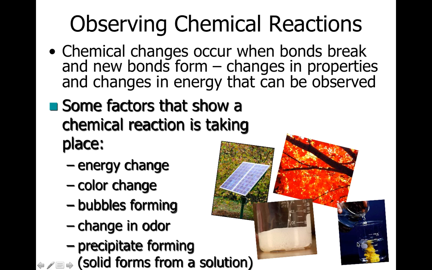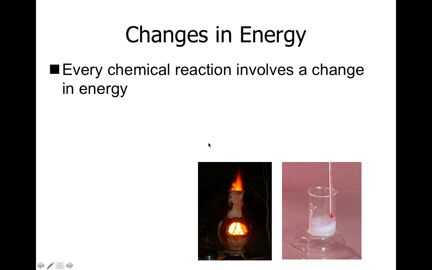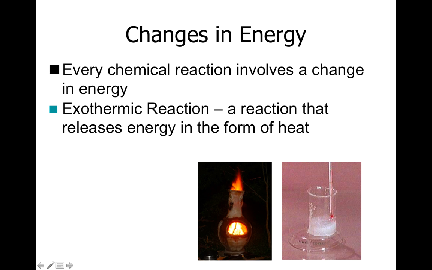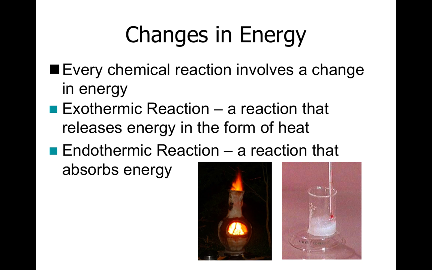This picture right here is an example of a precipitate. So again, these are factors that show a chemical reaction or chemical change has occurred. When we see changes in energy, we see that every chemical reaction involves a change in energy. An exothermic reaction is a reaction that releases energy in the form of heat. An endothermic reaction is a reaction that absorbs energy.